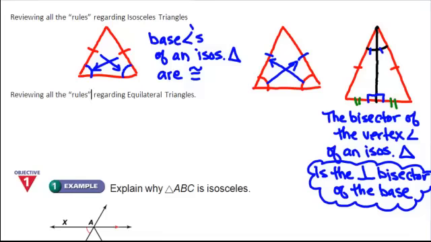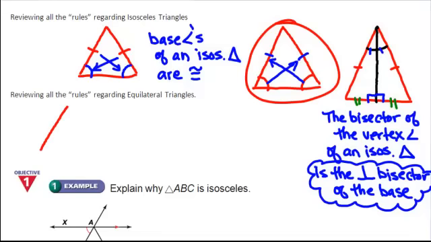We're going to use this rule, but we're going to push it one step further with equilateral triangles. So here's the rule. Don't forget, if you have these two sides equal, then I know the angles opposite those sides are equal. But if I have three sides equal, then by default this angle is equal, this angle is equal, and this angle is equal. So an equilateral triangle is also equiangular.